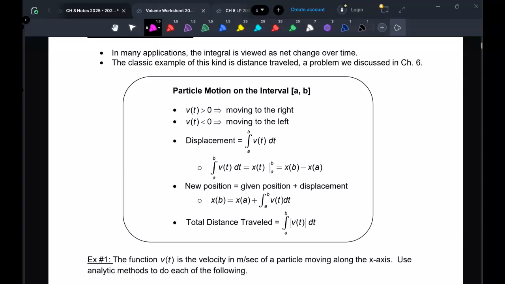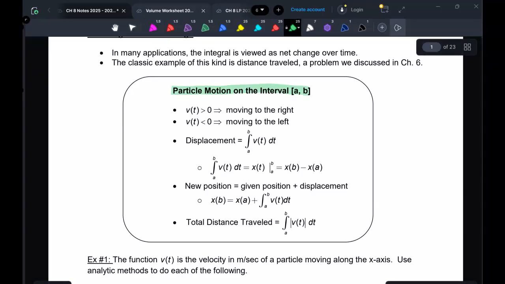Okay, let's talk particle motion. So we're going to revisit particle motion as it pertains to integration. Now, that bonus question I put on the test actually relates to what we're going to do today, where I gave you the acceleration and you had to work backwards to find velocity, work backwards again to find position. So we'll just revisit this. Some of this is hopefully review.